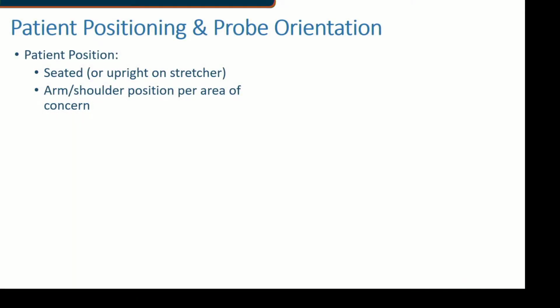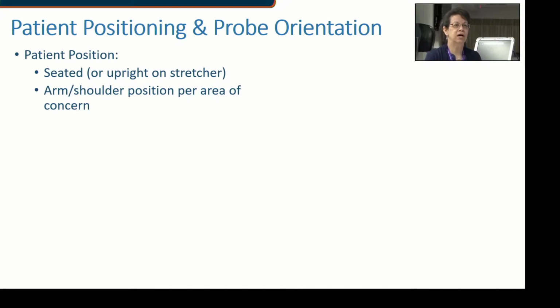Now patient position is going to vary on what you're trying to get to. So normally we would want to have the patient seated or in an upright position on the stretcher. You can also just sit them on a stool that moves, you can reposition them in that stool. The reason why you have them in a stool or sitting up is because you're going to have to do some of this dynamically. You're going to have to actually move that shoulder or the joint in such a way as to expose the tendon that you're trying to see.